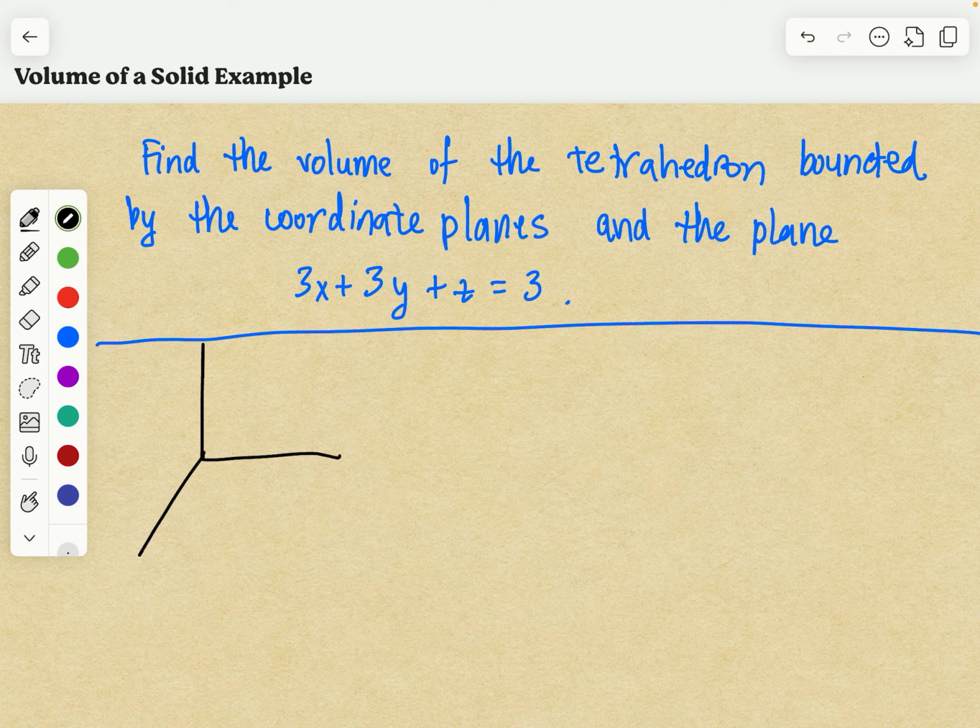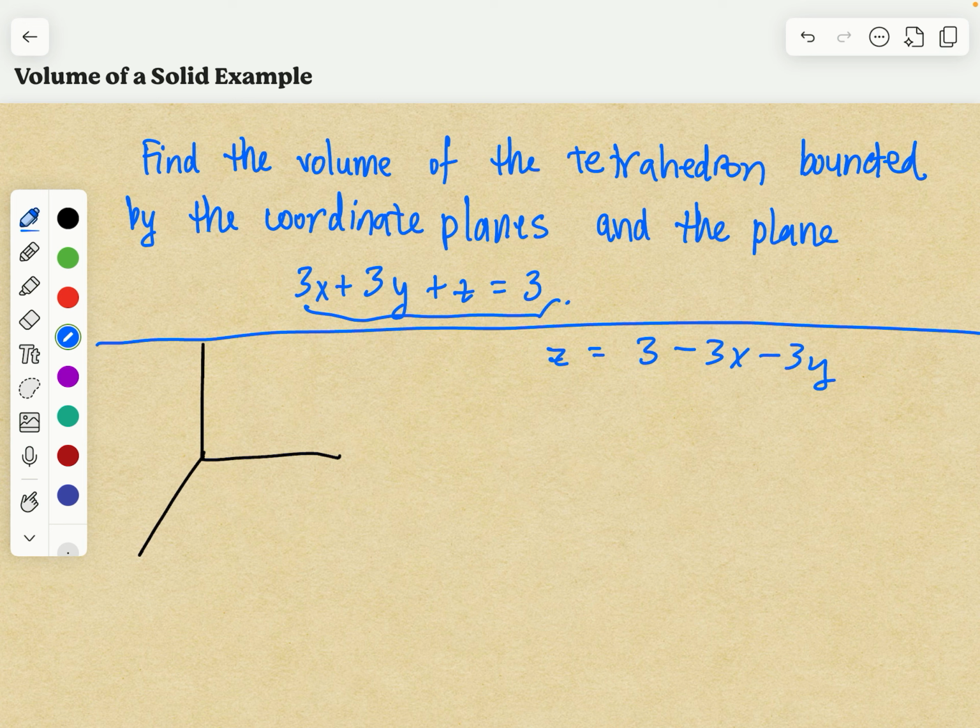Well, we know how to find the volume of a solid that's under the graph of a function z equals f of x, y. So I can rewrite this as z equals 3 minus 3x minus 3y, right? So I have this function of x and y, and I'm trying to find the volume of this solid that's bounded by the graph of this function.